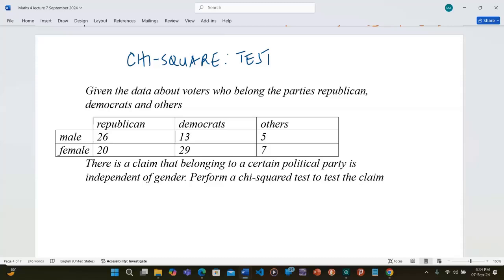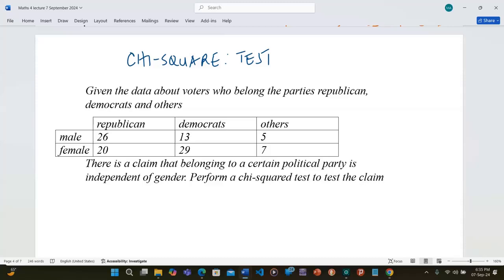So there is a claim that belonging to a certain political party is independent of gender. Okay? So a claim is that belonging to a certain political party is independent of gender. Perform a chi-squared test, test the claim.